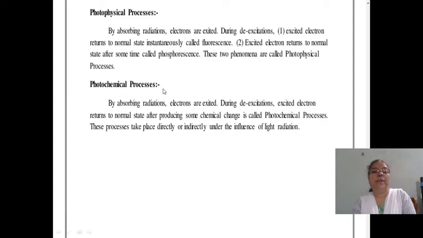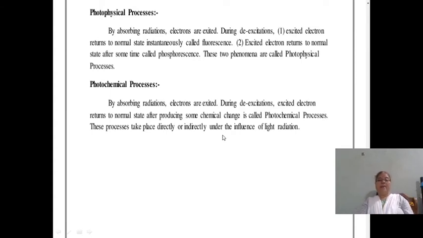The photochemical processes are those where, by absorbing radiation, electrons are excited. During de-excitation, the excited electron returns to the normal state after producing some chemical change, and it is called a photochemical process. These processes take place directly or indirectly with the influence of light radiation.